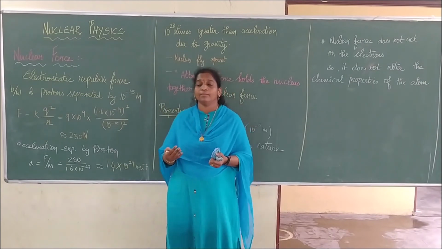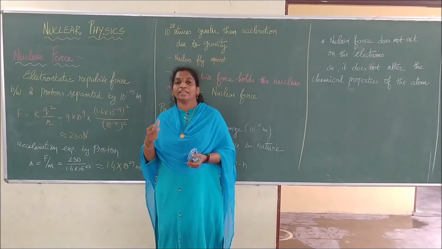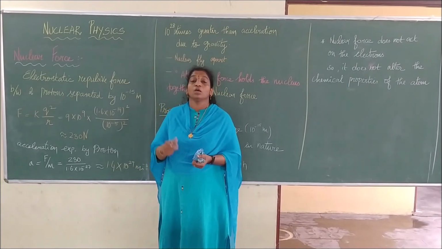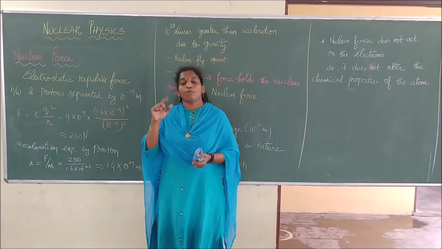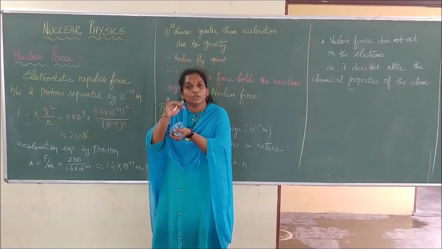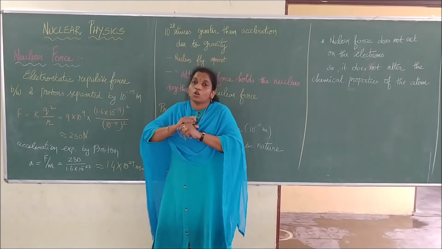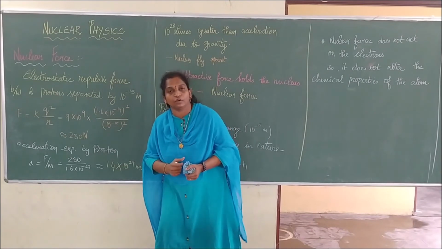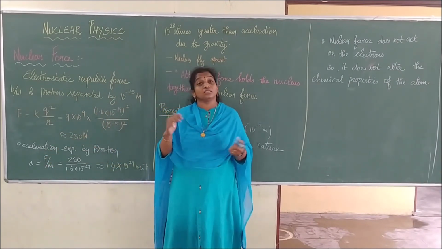If I take any element, the nucleus contains protons. If I take a carbon atom, how many protons do we have? 6 protons. And all the 6 protons are what in charge? Positive in charge. But all the 6 protons are inside the nucleus only. These like charges are not repelled out by any other forces. But what the basic law tells us is that like charges repel.